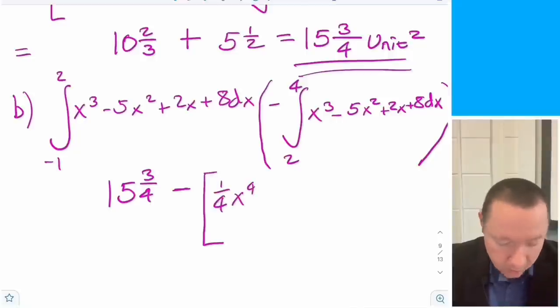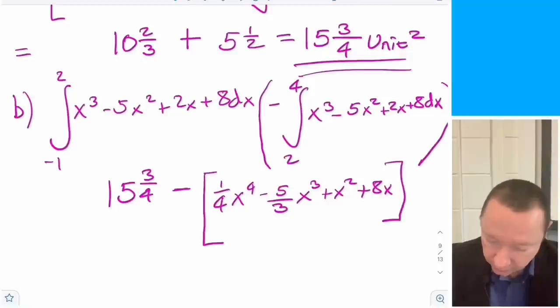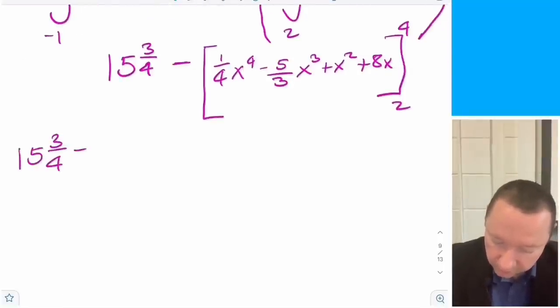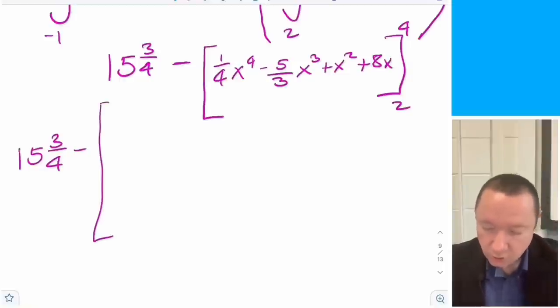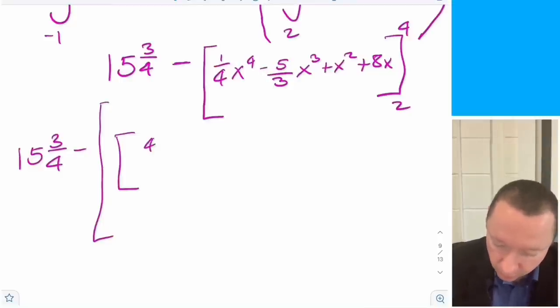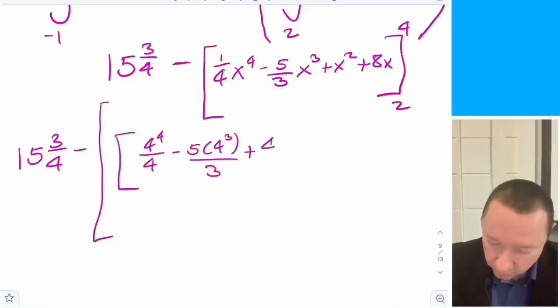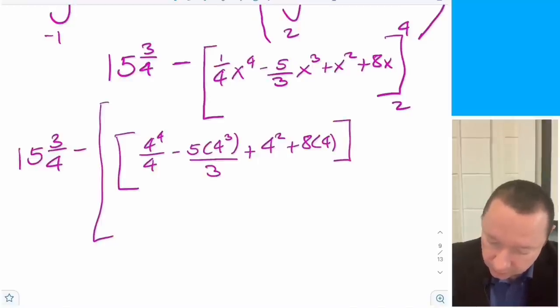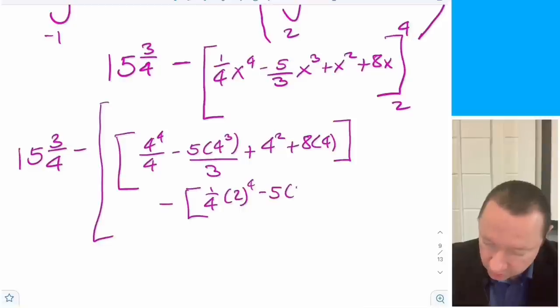It's a quarter x to the 4 minus 5 over 3 x cubed plus x squared plus 8x, and that's between 2 and 4. So keeping that 15 and 3 quarters just floating about, minus, let's just use big brackets, let's substitute our 4 in to start with. So we end up with 4 to the power of 4 over 4 minus 5 times 4 cubed over 3 plus 4 squared plus 8 times 4. So that's our first limit. Take away our second limit, which in this case is 2, so it's a quarter 2 to the power of 4 minus 5 times 2 cubed over 3 plus 2 squared plus 8 times 2.